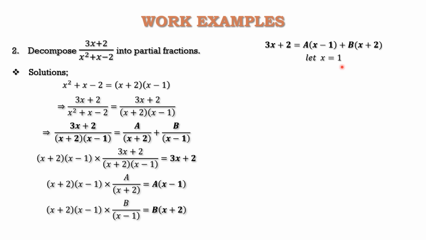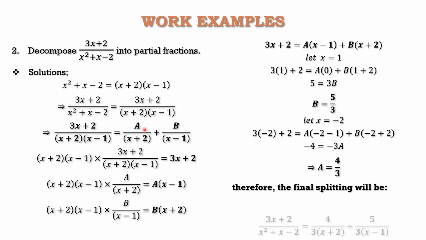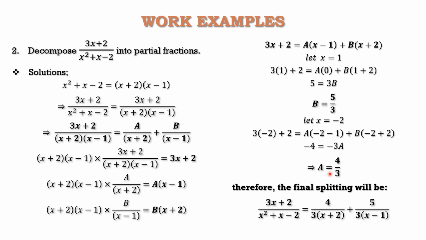Then let x equal to 1 to cover up A to get B, and that will give us 5 equal to 3B, and our B will be 5 on 3. At the same point, we want to cover B to get A, so we are going to let x be minus 2 so that B will go to 0. Doing that, we have minus 4 equal to minus 3A. Divide both sides by minus 3, then we have A to be 4 on 3. We then substitute these constants as our A and B, and we end up with 4 over 3(x plus 2) plus 5 over 3(x minus 1).